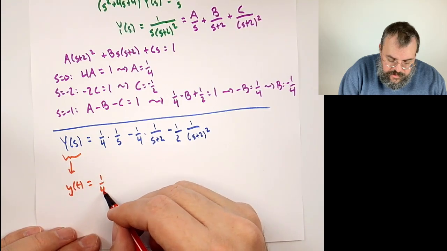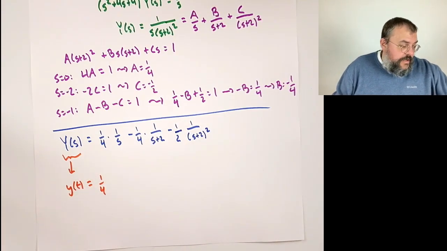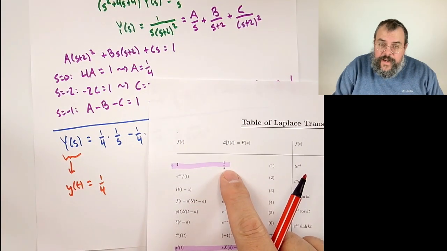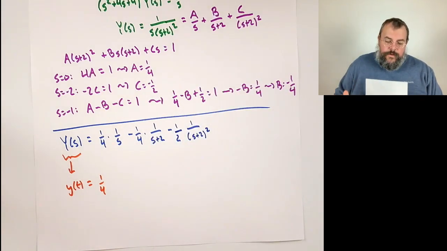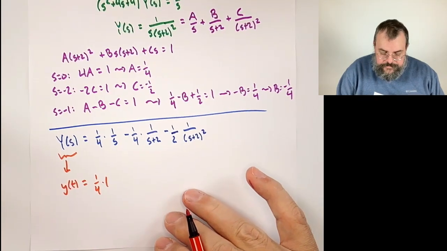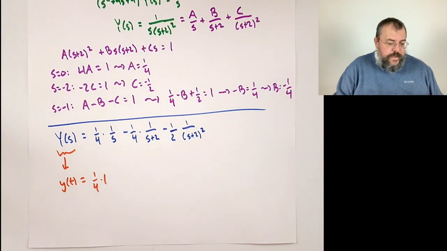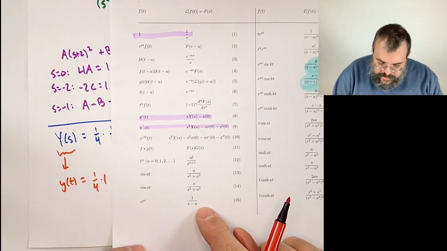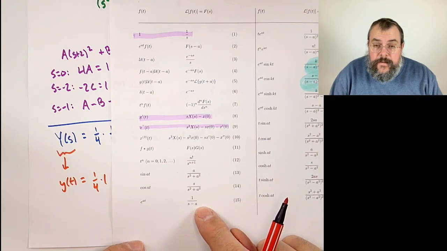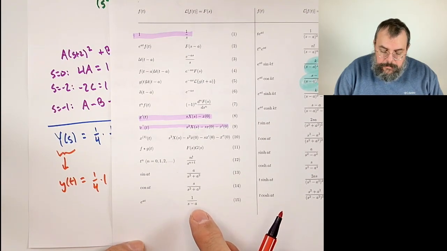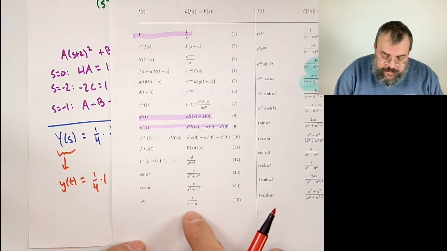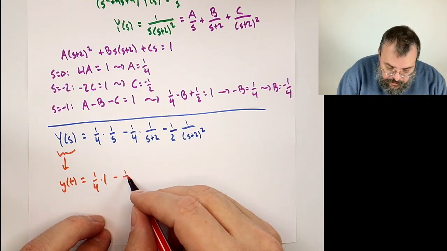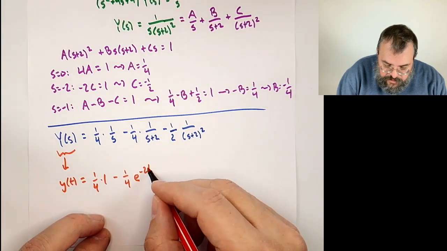equals 1/4. 1 over s we've seen before. And I know we've seen it before because when I grab my table, the 1 over s is highlighted. It equals 1. So 1/4 times 1. Okay. 1 over s plus 2. Well, let's see. Is that on our table? It looks a lot like 1 over s minus a. Okay. So where a would be minus 2. So that would be 1 over s plus 2 would be e to the minus 2t. So minus 1/4 e to the minus 2t.